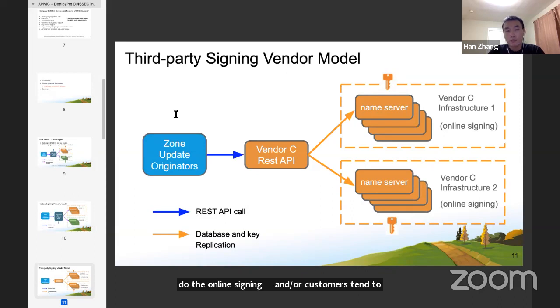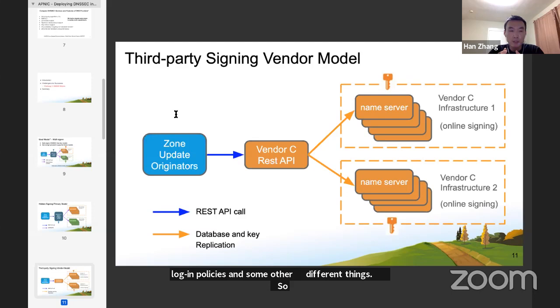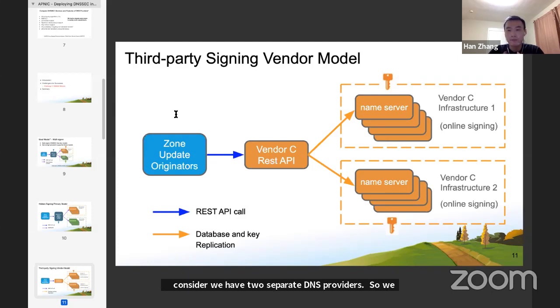These two separate infrastructures are using different IP addresses, and they're using different routing policies and some other different things. So in that case, although these two infrastructures are from the same DNS vendor, we still consider we have two separate DNS providers. So we still have our DNS service resilience.